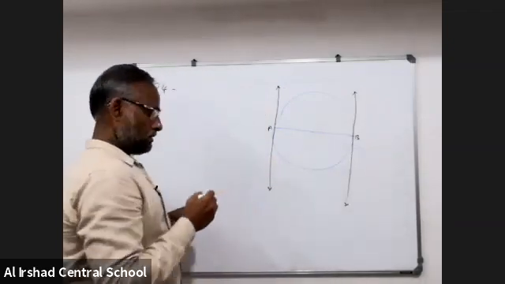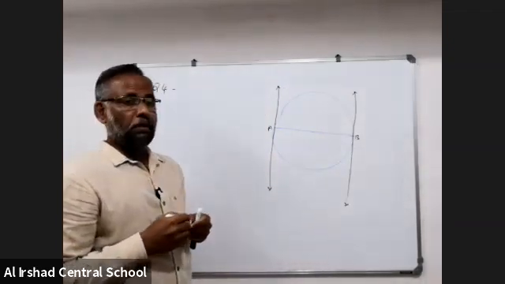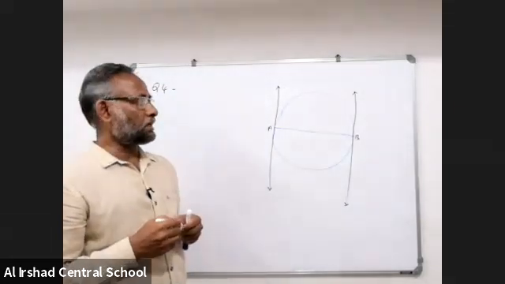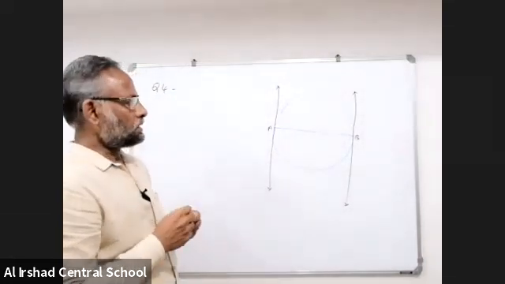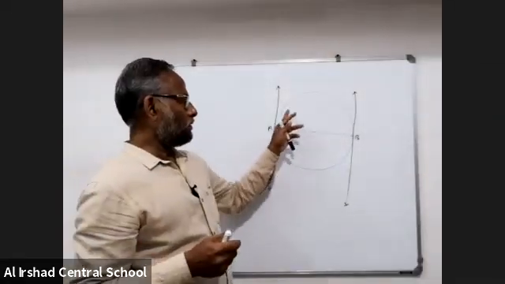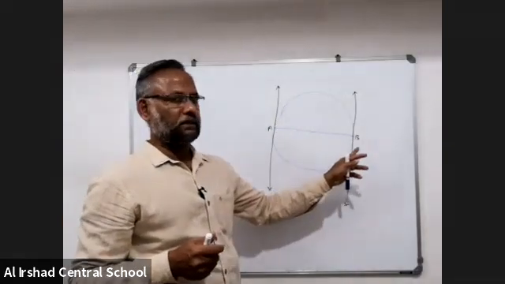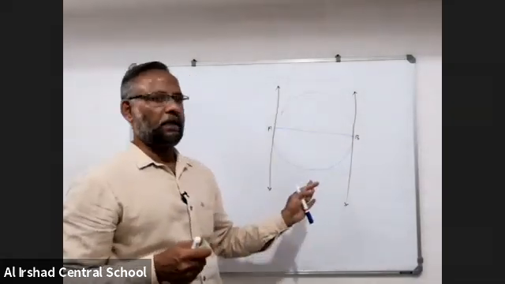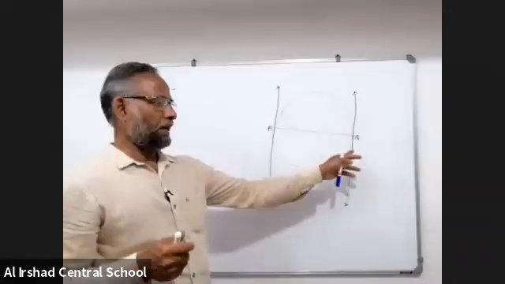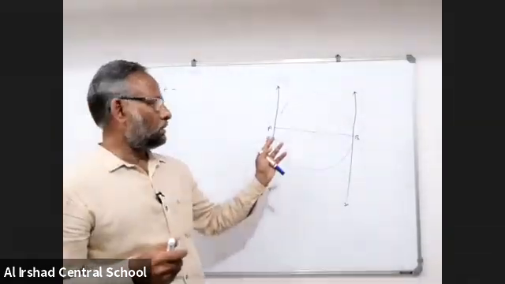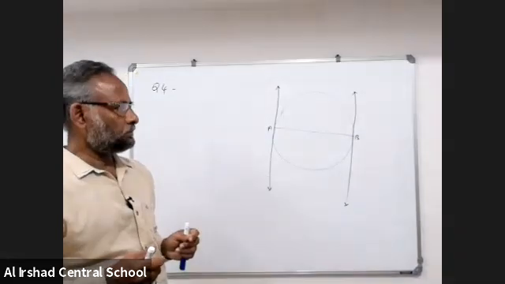Tangent is a line which is touching the circle in one point. We studied before that two parallel tangents are there. Here also, at least one pair is parallel. How can we prove that?